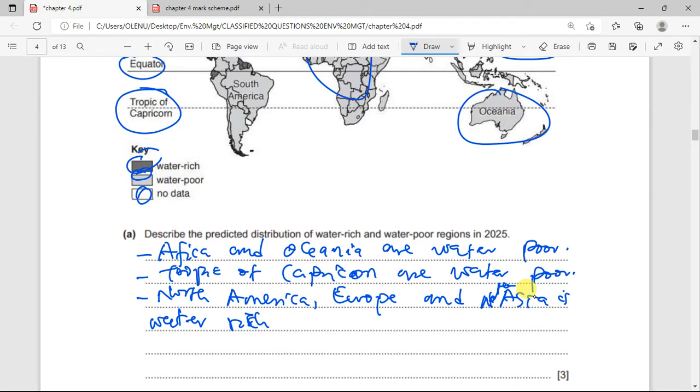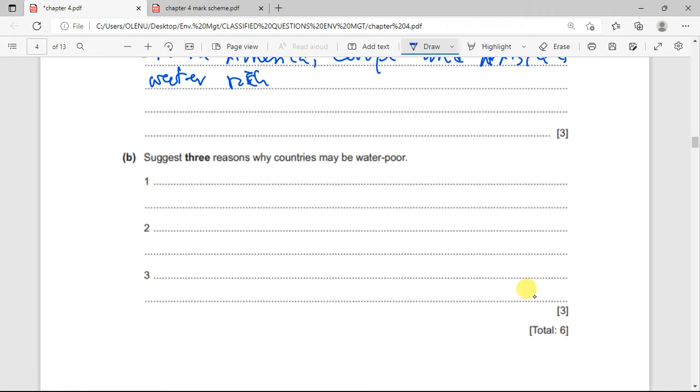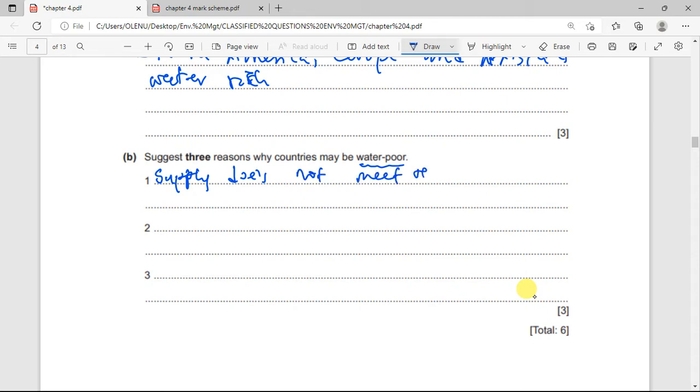Now, most part of South America, except the southern part, and also if you draw your cardinal points, the northwestern part, are also water rich. That's all. Now, suggest three reasons why countries may be water poor. You are water poor when the supply of water does not meet the demand.